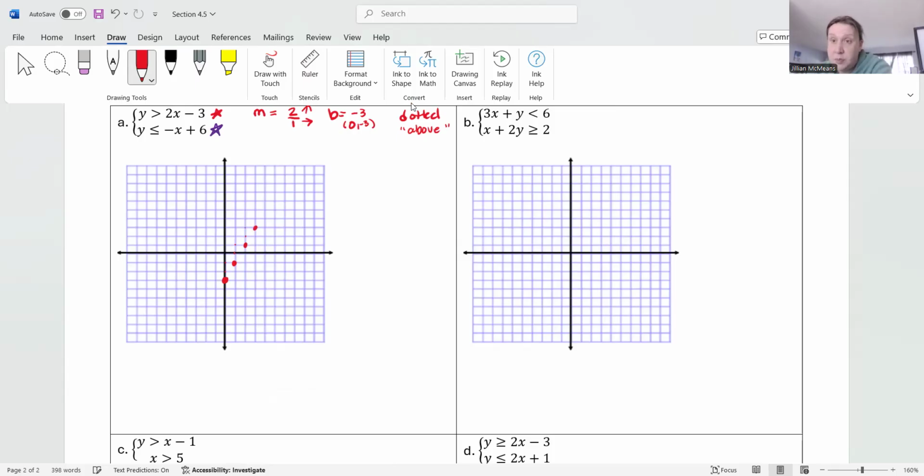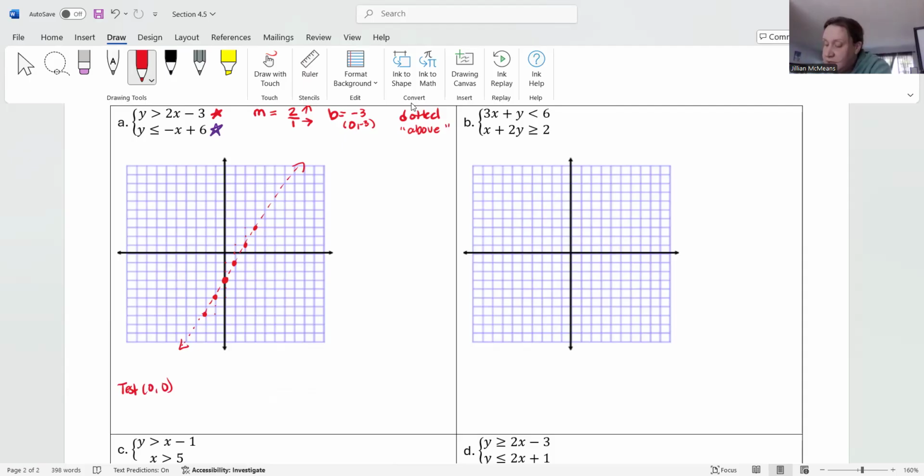I could also reverse both of those. Instead of going up, I could go down. Instead of going to the right, I could go to the left. So I could go down 2, left 1, down 2, left 1. I like to apply my slope 2 or 3 times if I have room. And then we do want to connect these with a dotted line. That indicates to the reader that the actual points on the line, the boundary line, are not part of the solution. And then we think we're going to shade above, but let's go ahead and just test a point. For me, I always test the origin if my line does not go through the origin, just because it's easy to plug in zeros.